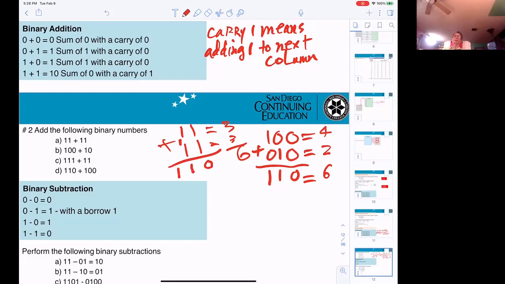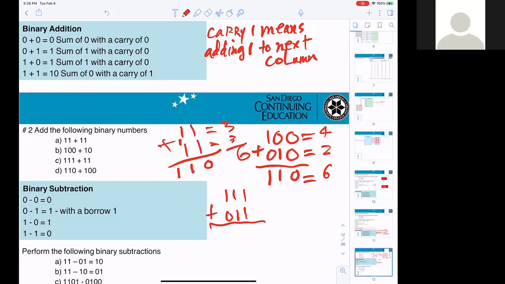Okay, now you try to do number C for me to see what answer you get. 1 1 1 adding to 1 1 means 0 1 1. I believe 1010. I don't know. Let's see, what do you get? I agree with that.